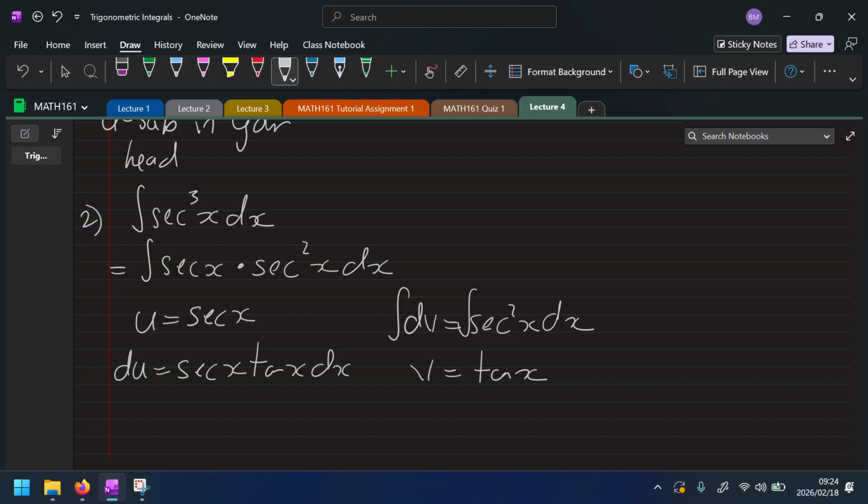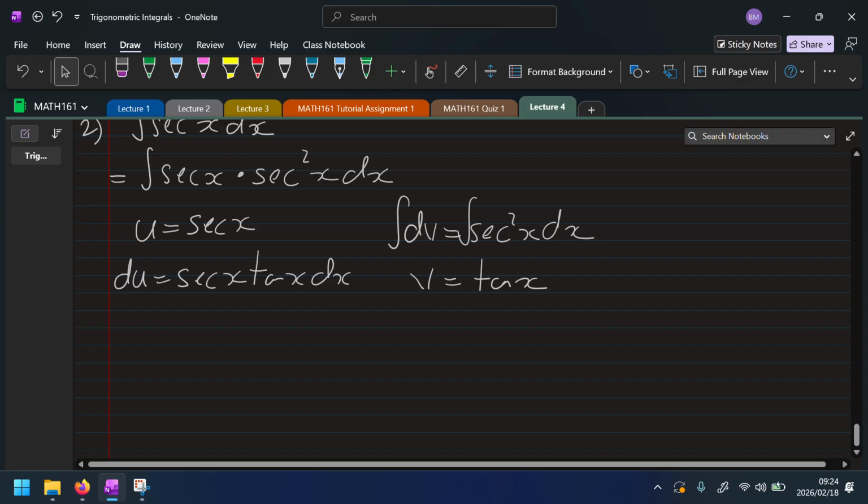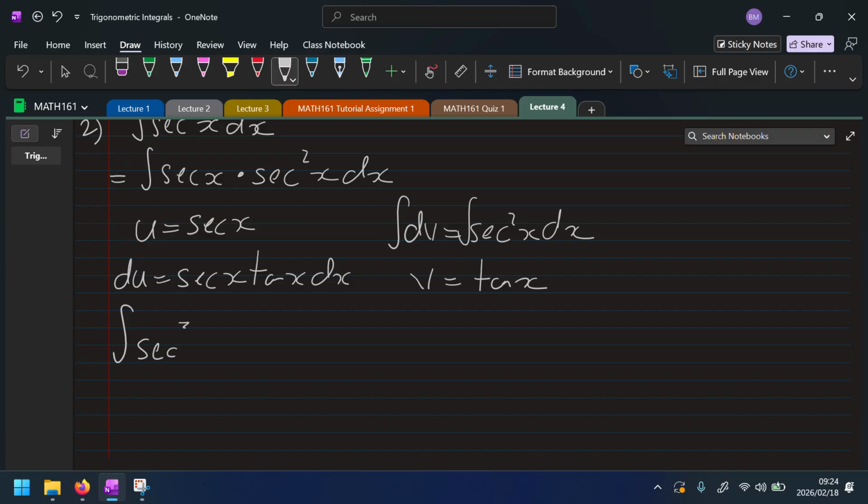So let's put all this together. This will be the integral of u dv. That's the sec cubed we were looking for. This will be u times v, so sec x tan x, minus the integral of v du. So that will be sec and tan squared.